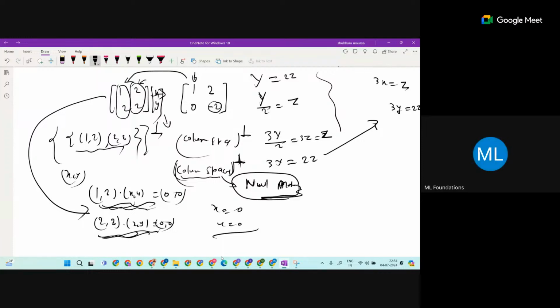Yes, the orthogonal of the column space, right, sir? For the full rank matrix, it will always be the null space. Yeah, so 0, 0 is going to be the null space. Only the null space is going to be orthogonal. If it's not full rank, then there will be something more. Yes, correct.